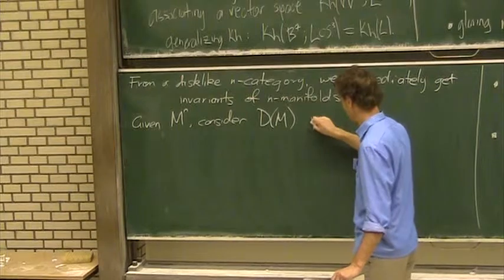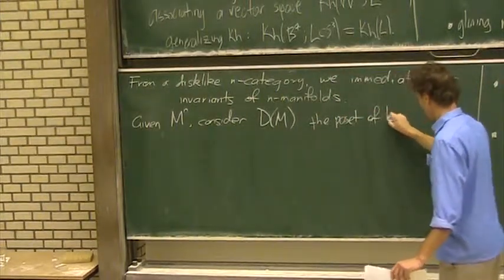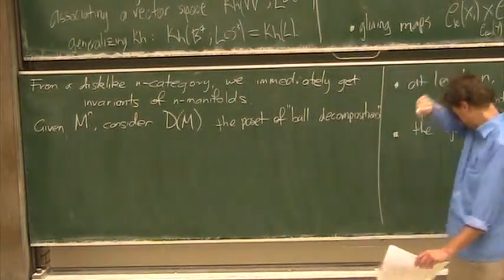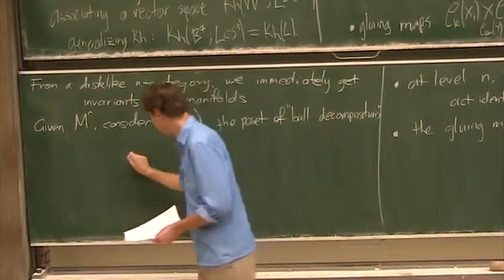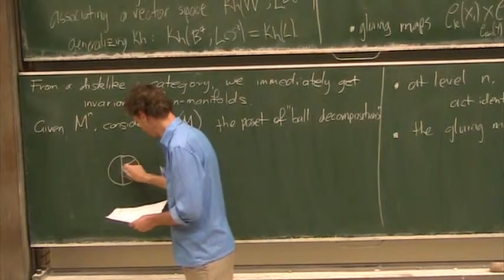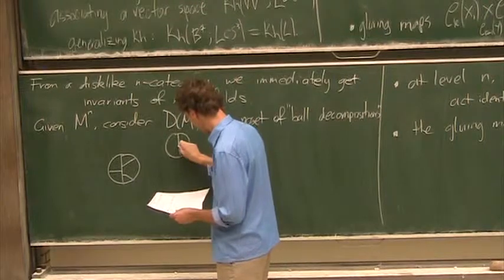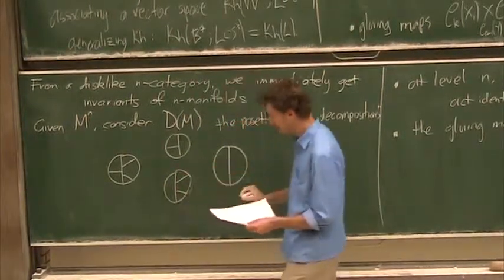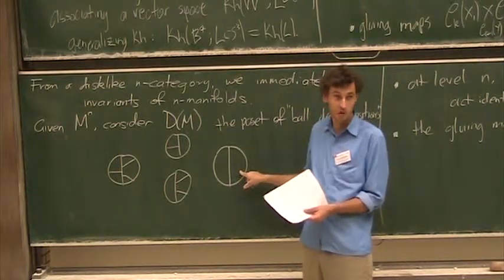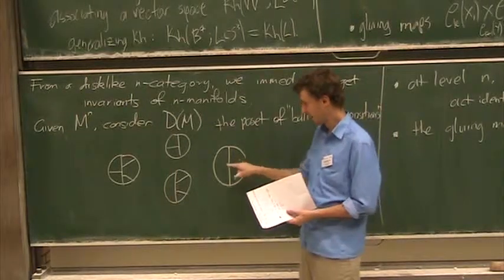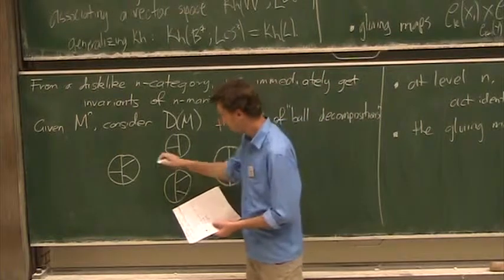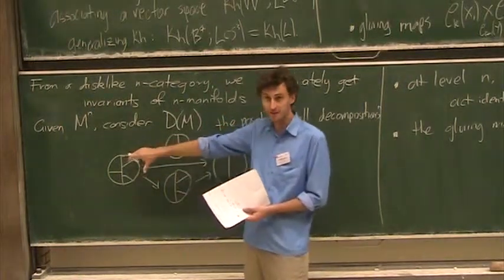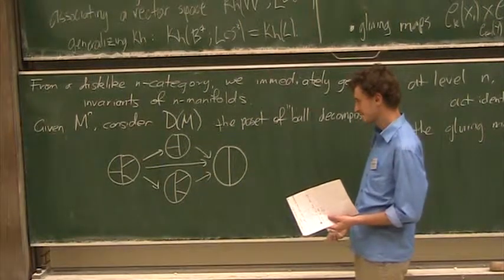D(M^n), the poset of all decompositions of M^n. Now, let me draw you a little schematic picture, and then I'll warn you that the details are a little bit harder than the schematic picture at first seems to indicate. Here are some of the points in my poset. They're just ways of writing M as a union of balls. We're just gluing a bunch of balls together along pieces of their boundary, and eventually, once we've assembled all the balls together, we have M. And the morphisms in this poset are just the coarseness of these decompositions, that is, gluing some collection of balls together into a single bigger ball, like so.